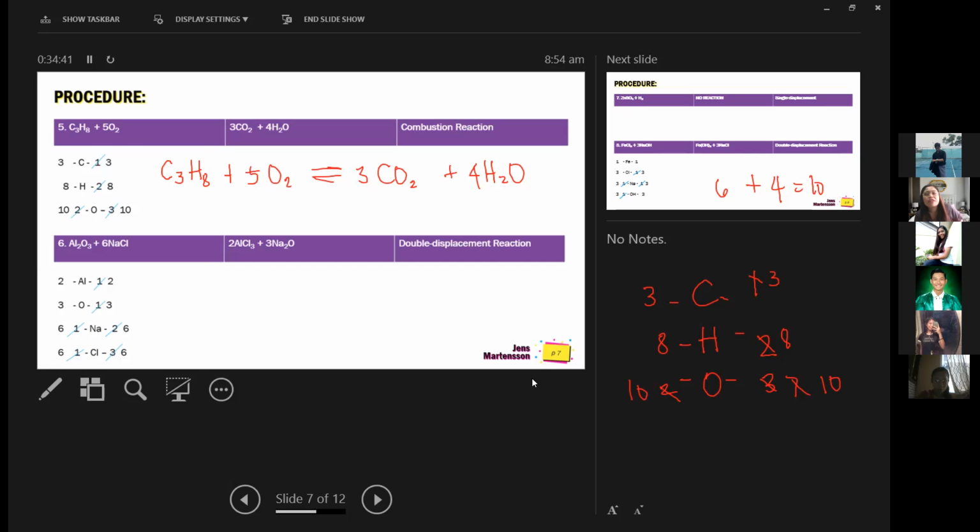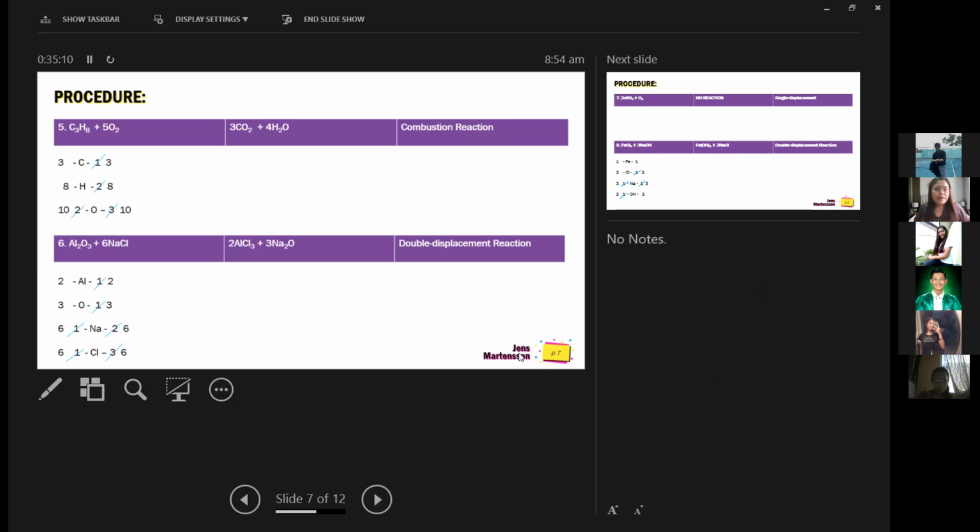Ginagamit natin yan pag nagsusunog tayo, nagluluto tayo, we need heat. Kasi actually, aside from the carbon dioxide and water, meron pa siyang isang product dyan. Yung triangle na yan is our representative for heat. Yan yung combustion reaction. Any questions sa number 5? Wala. So let's have number 6.